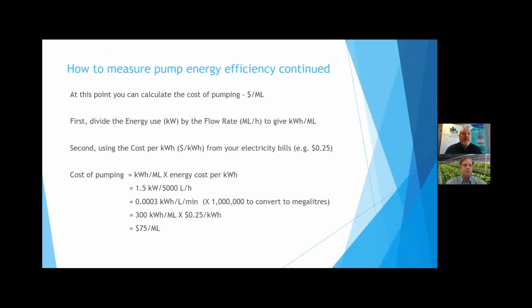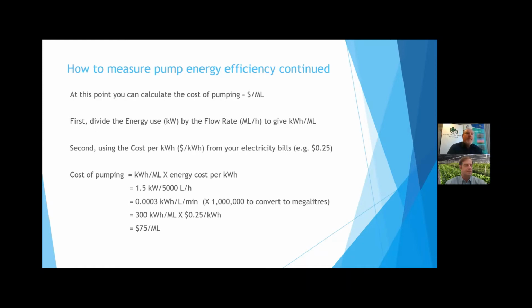but that calculation can be done using a formula. Actually, once we get those first two values, you can calculate your cost of pumping from here. If you've got your energy use and you know what your flow rate is, you can divide the energy use by the flow rate, and that will give you kilowatt hours per minute, basically, if you record it in litres per minute. But what we want to do is get to kilowatt hours per megalitre.